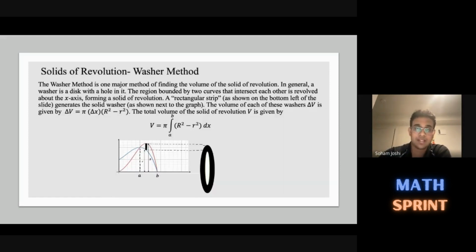Now, the washer method. In general, a washer is a disk with a hole in it, so that's pretty much what it is in the real world. But how does this relate to solids of revolution? Typically the washer method is used when our solid of revolution is formed because of two curves that intersect each other. The region bounded by the two curves that intersect each other is revolved around the x-axis, forming a solid of revolution.